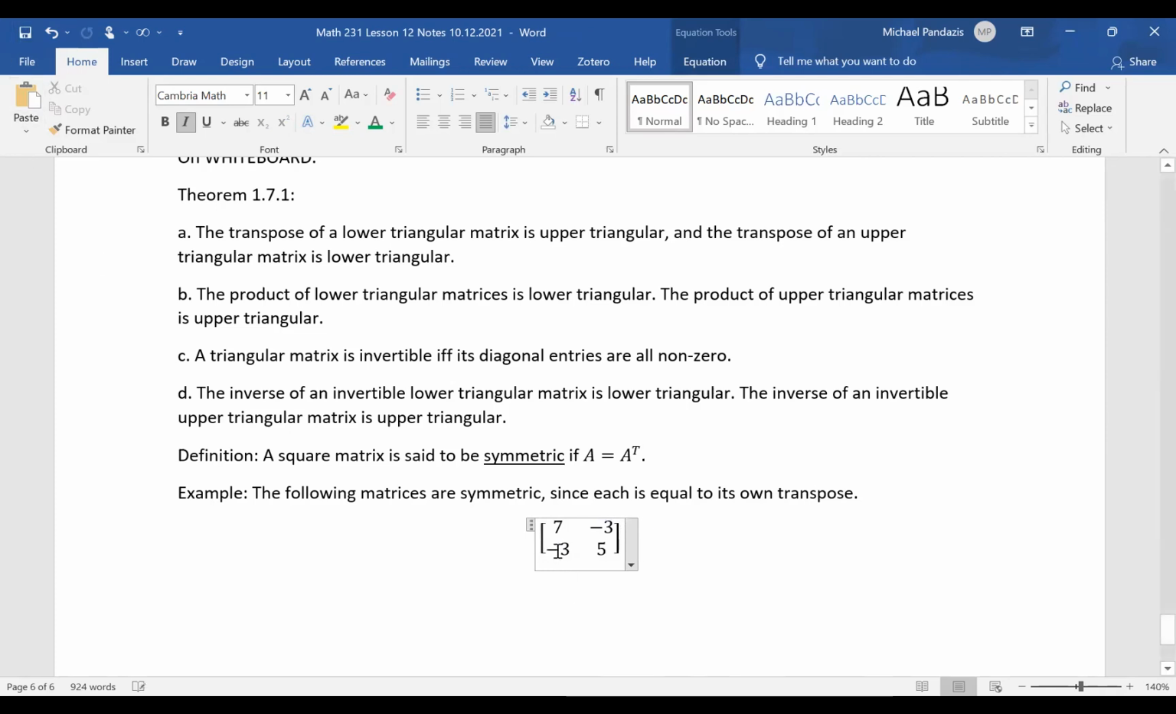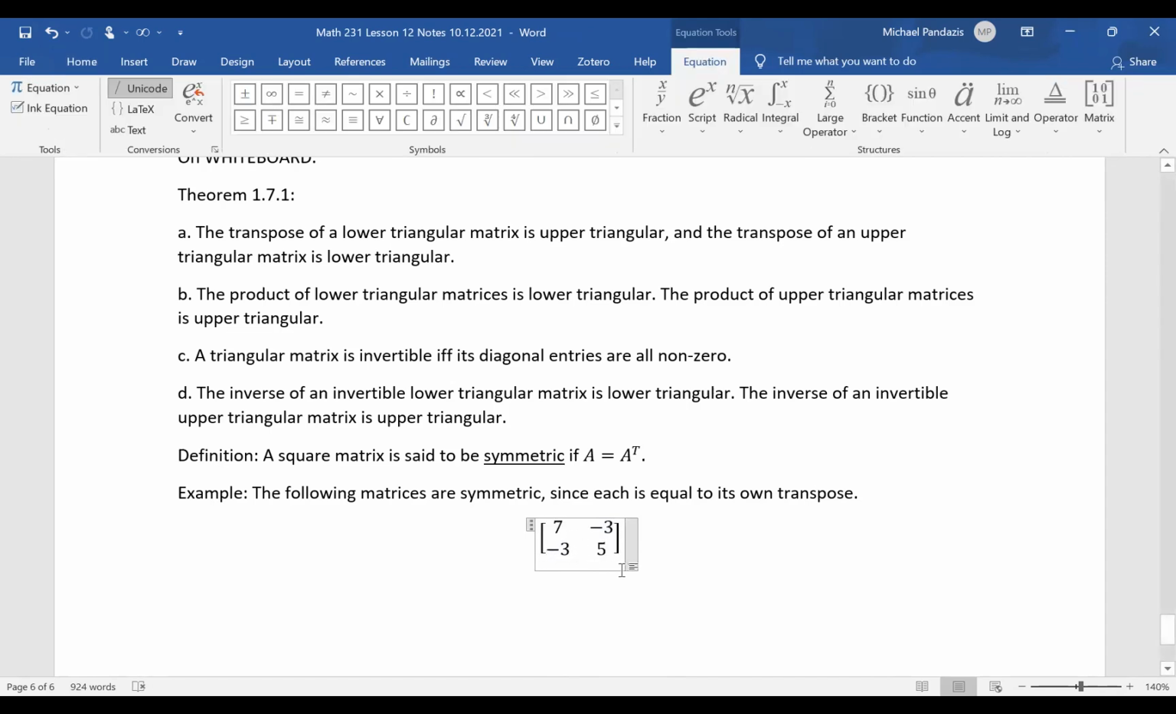And you see that there's a symmetry here off the main diagonal, that this entry is the same as this one. That's what symmetric matrices look like. They have symmetry about the main diagonal. The entries on the main diagonal can be anything, because if you switch the rows and columns of a matrix, the entries on the main diagonal don't move. They stay exactly where they are.